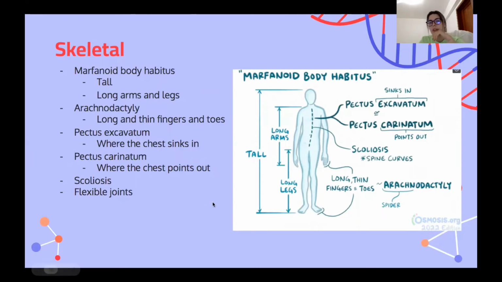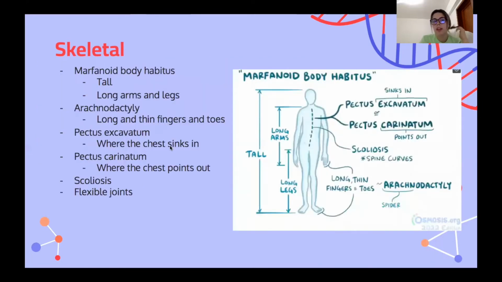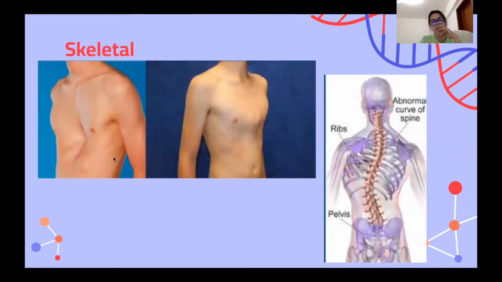To the right, we have a very good diagram that really explains everything and points it out, as well as featured pictures in the following slide. So here we see the scoliosis of the spine, we see the pectus excavatum and the pectus carinatum, which we see right there.